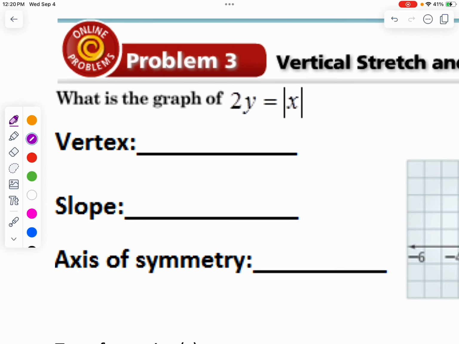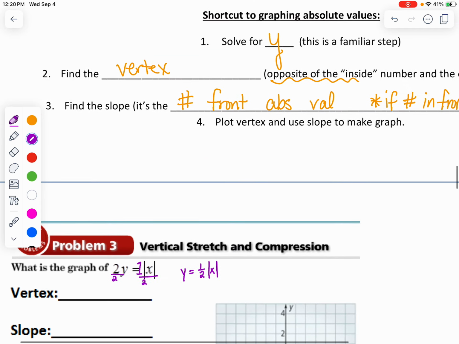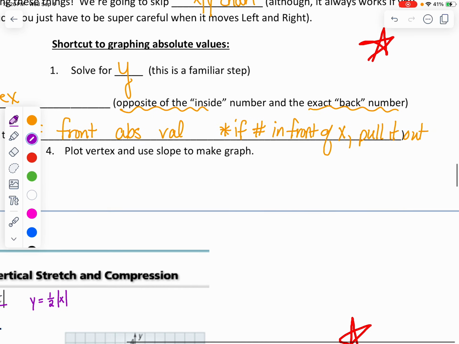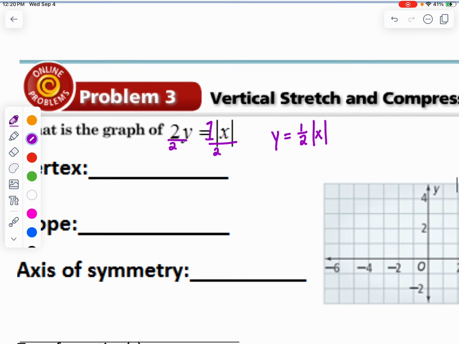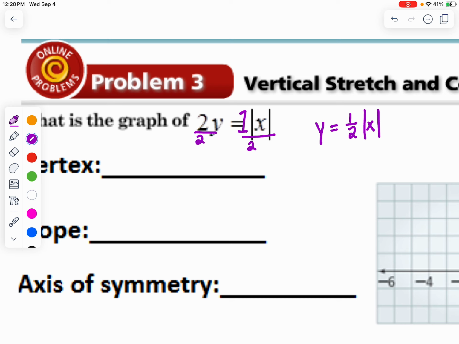So step 1, we have to move this 2 to the other side. And remember, there is a 1 right here. So that's going to give me y equals 1 divided by 2, and then the absolute value of x. Your vertex, as I indicated up here, your vertex is the opposite of the inside number and the exact number in the back. Now that's going to be hard for a couple of you, at least at first, okay? We're going to get it though, I promise.